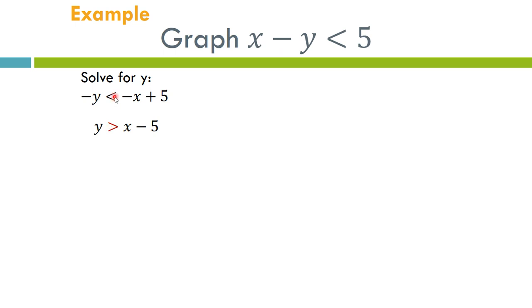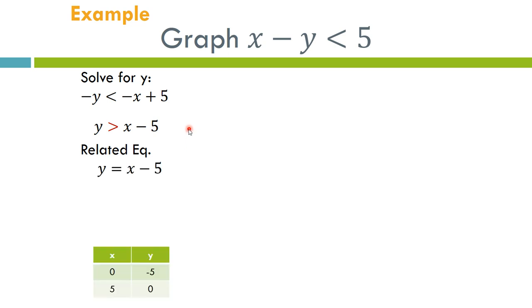So you can see here that we started with a less than symbol. When we divided by -1 to get y by itself, our inequality symbol flipped. So now we have a greater than symbol. Now that y is by itself, we can get our related equation.